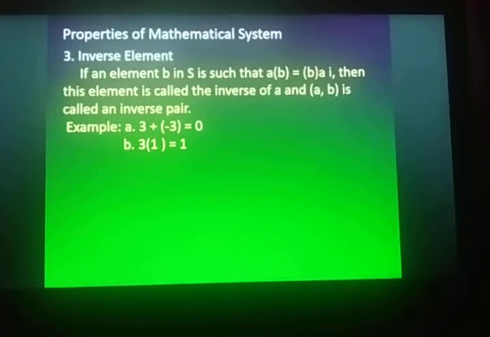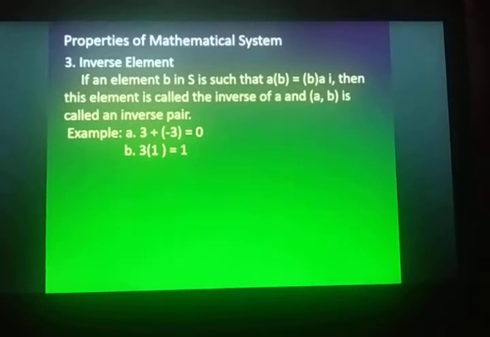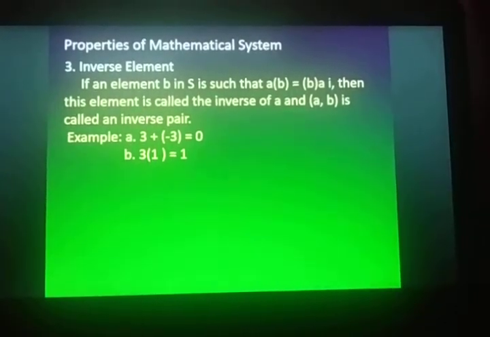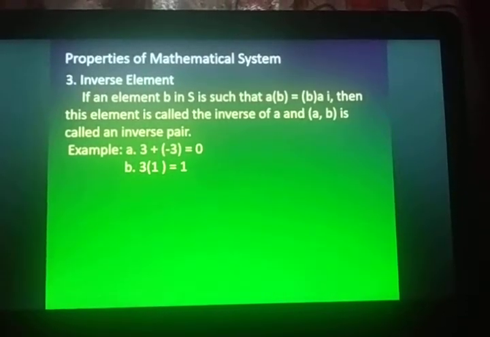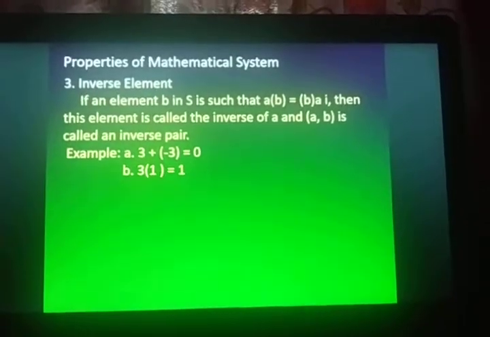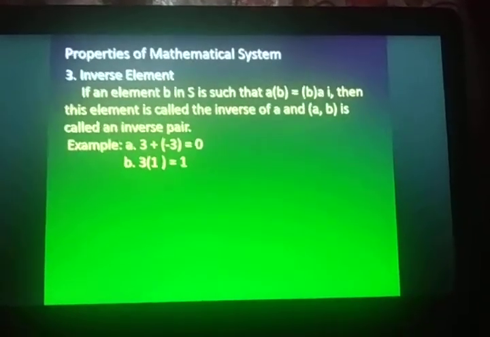Letter B, we have 3 times 1 equals 1. This is wrong. 3 times 1 equals 1, that the answer is 3. Oh, class, there's a correction. 3 times 1 equals 3. Okay.